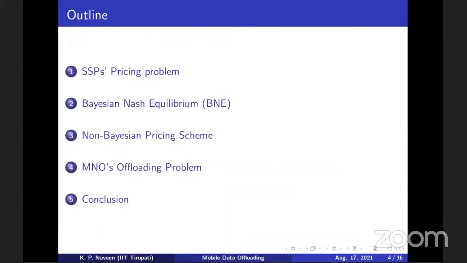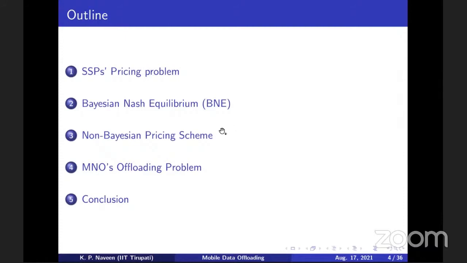Right. Thanks. So this is going to be the outline. I'll explain the model in greater detail here. I'll talk about the pricing problem, which we'll formulate using Bayesian games. Then we'll characterize the solution using Bayesian Nash Equilibrium. I'll talk about both the Nash Equilibrium in pure strategies as well as in mixed strategies.